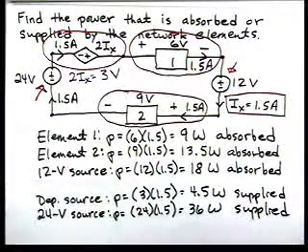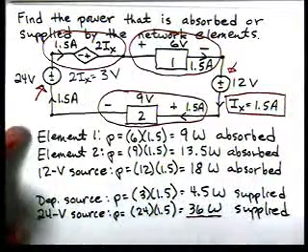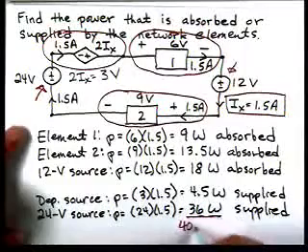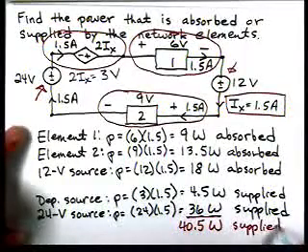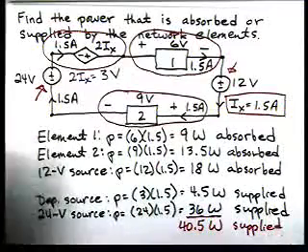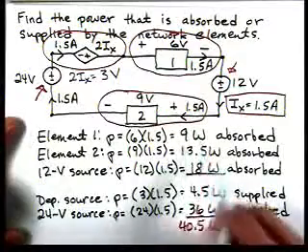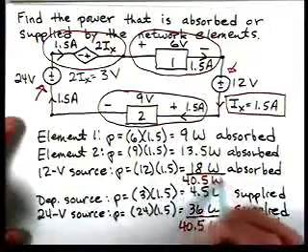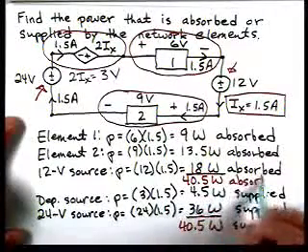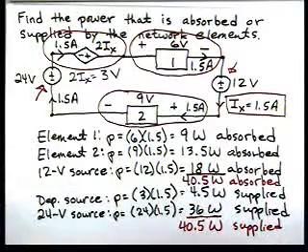Now, as a quick check, if we add up the power supplied, we're going to get 40.5 watts total supplied. And then if we sum up the power absorbed, we're also going to get 40.5 watts absorbed, which verifies Tellegen's theorem: the power absorbed is equal to the power supplied.